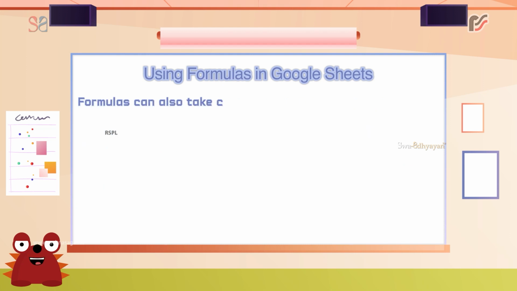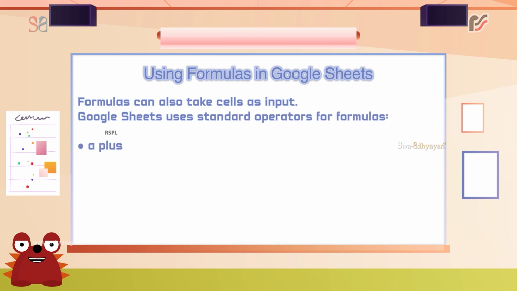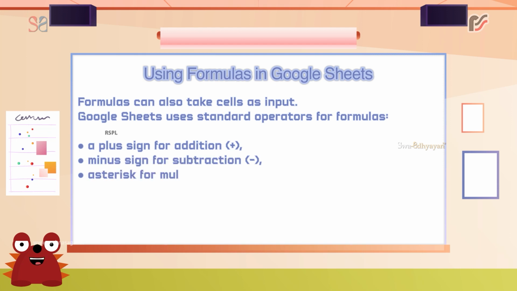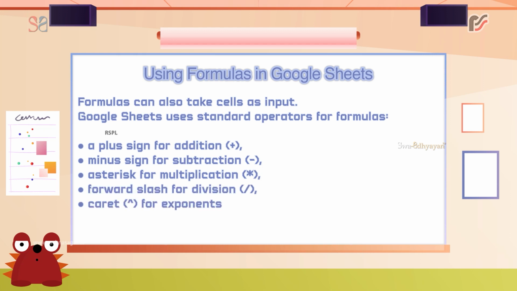Formulas can also take cell names as input. Google Sheets uses standard operators for formulas: a plus sign for addition, minus sign for subtraction, an asterisk for multiplication, a forward slash for division, and a caret for exponents.